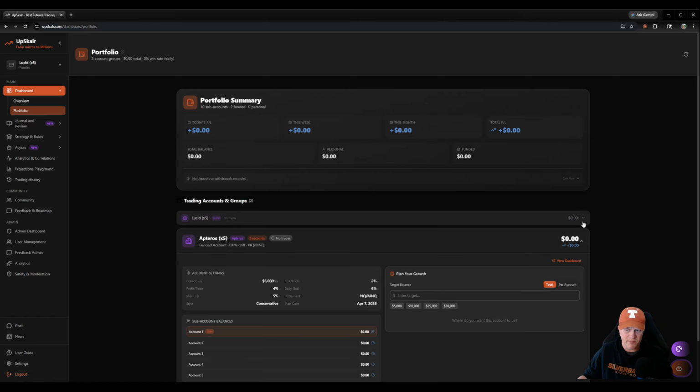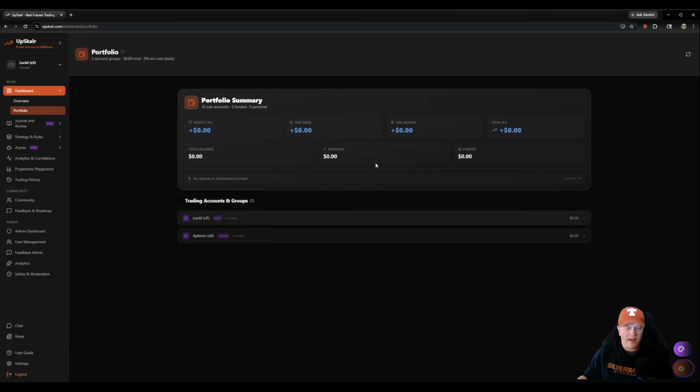Okay, so the next page within the dashboard view is a portfolio view, and really all this was ever designed to be was an area where you could see your profit for the day, the week, the month, what the total P&L is, right? Balances across your different types of accounts. Some people using UpSkalr are trading personal accounts, some funded, some both. So this is an aggregate view of all of the accounts that you have set up, and you can see them all in one spot.